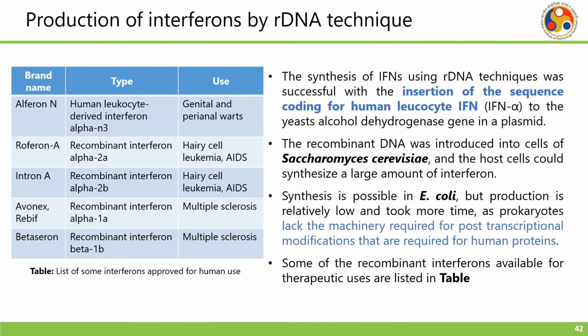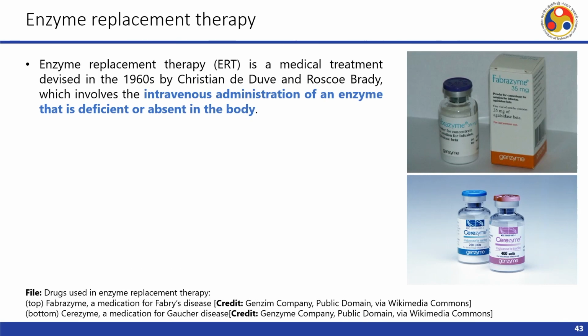Then Avonex and Rebif, which are recombinant interferon beta 1A, used against multiple sclerosis, and against multiple sclerosis there is another drug which is Betaseron. Basically it is a recombinant interferon beta 1B.